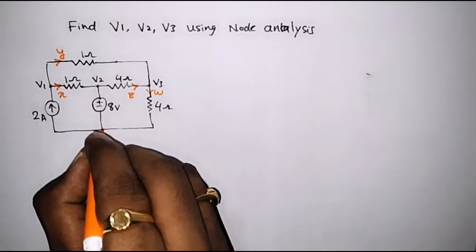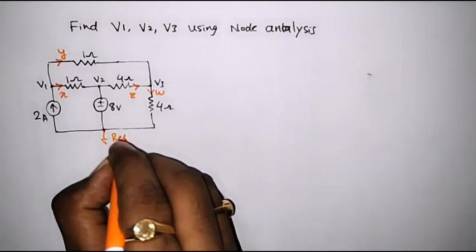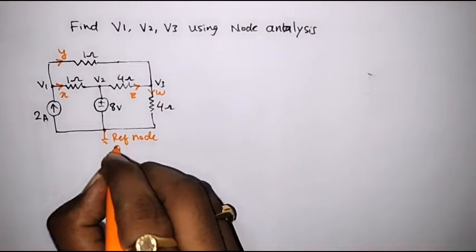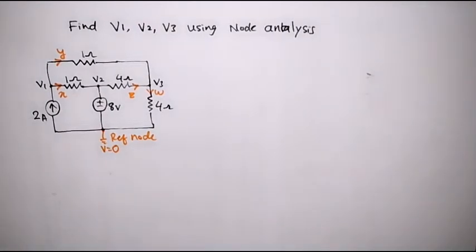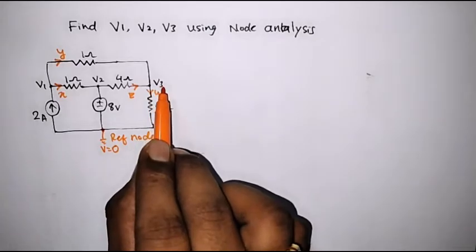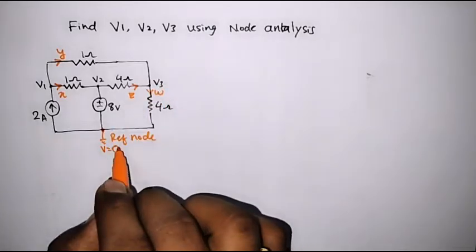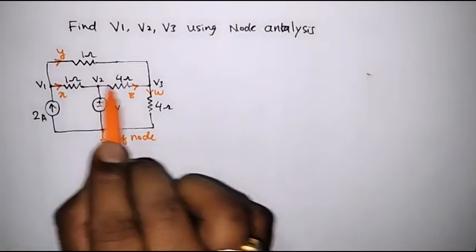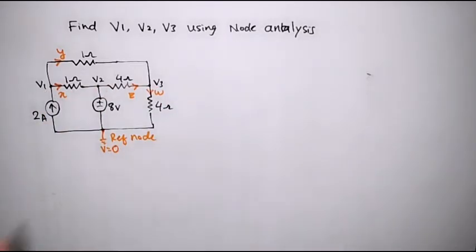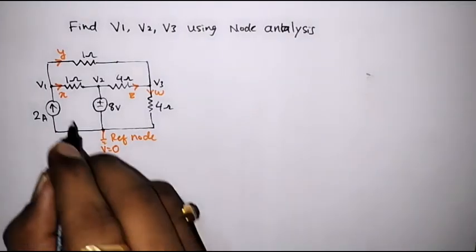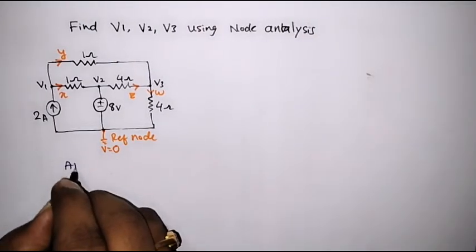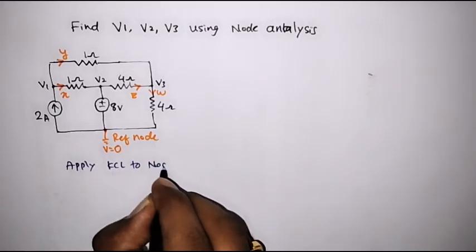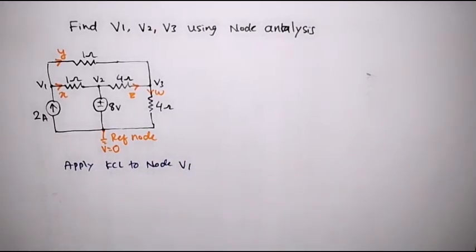And we'll assume that this is the reference node, and the voltage at this node is 0. So here V1, V2, V3 are known as non-reference nodes, and this is the reference node. We are supposed to calculate the values of the non-reference nodes with respect to the reference node. Now let's apply KCL to node V1.